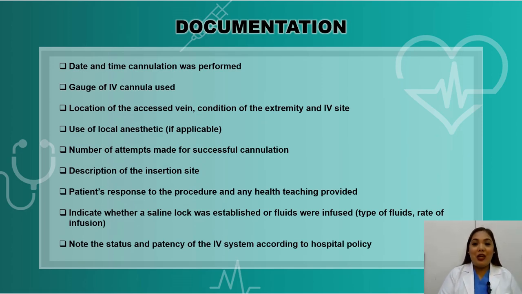Next is documentation. You need to document the date and time cannulation was performed, gauge of IV cannula used, location of the access vein, condition of the extremity and IV site, use of local anesthetics if applicable, number of attempts made for successful cannulation, description of insertion site, patient's response to the procedure and any health teachings provided, and also indicate whether a saline lock was established or fluids were infused, type of fluids, and rate of infusion. Also note the status and patency of IV system according to hospital policy.